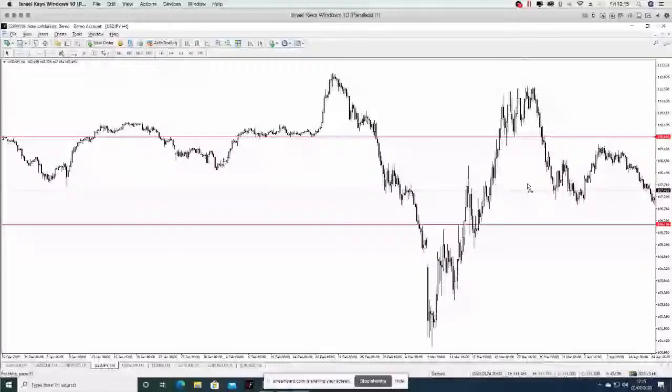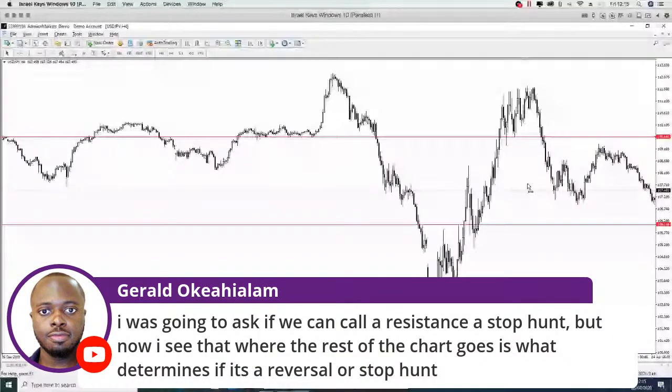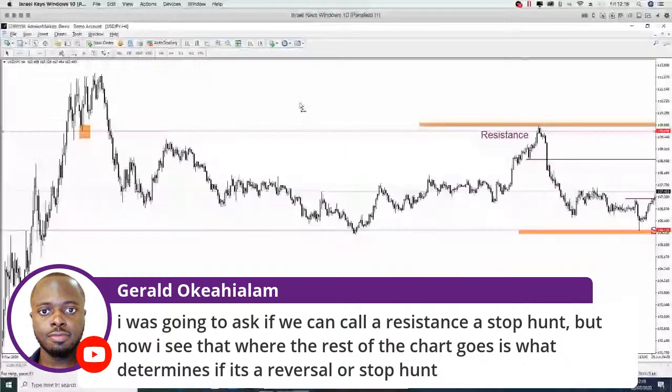Yep, Gerard. Resistance is just simply where the price changes direction. Whether it's a stop hunt or not is something where price is stopped either temporarily or long term from moving forwards. Upward, that's resistance, and then the opposite support. This will all be in your notes when you get the PDFs. Now, you're right. What it does with the rest of the chart is whether or not it becomes a stop hunt or a full reversal.